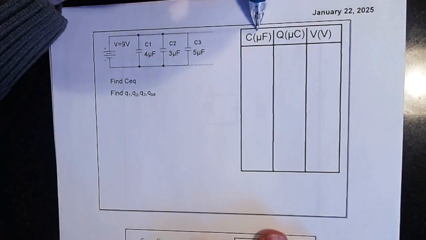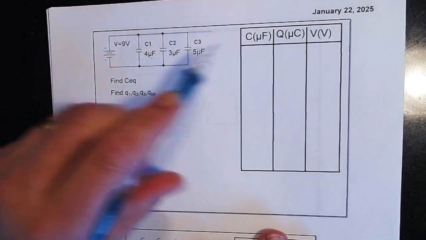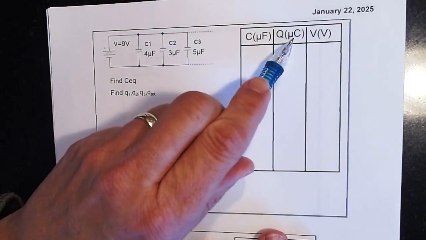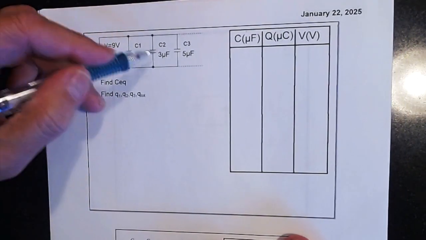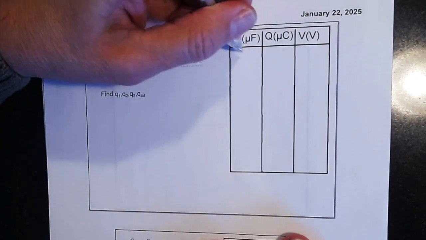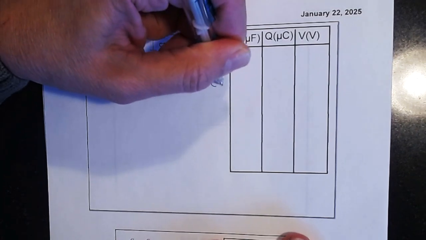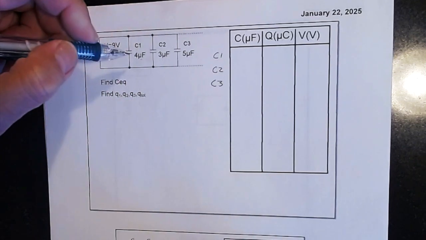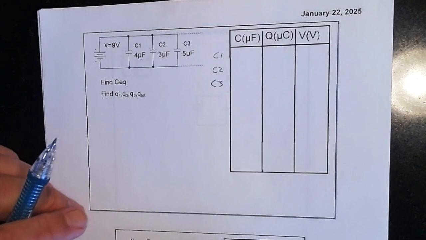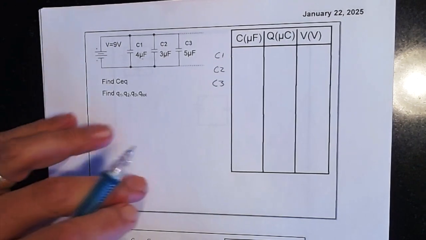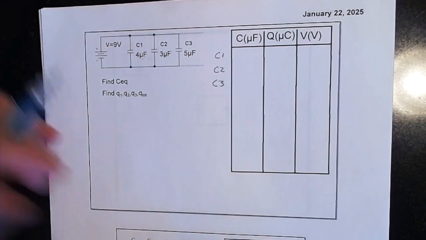I have a column for capacitance, charge, and voltage. Since these are in microfarads, I put these in microfarads and these in microcoulombs. So what I do is I list all the capacitors that I have. I'll actually write C1, C2, C3, because sometimes in more complicated networks, when you combine things, you end up having an equivalent with the same number as another one. So it's nice to know what we're talking about there.